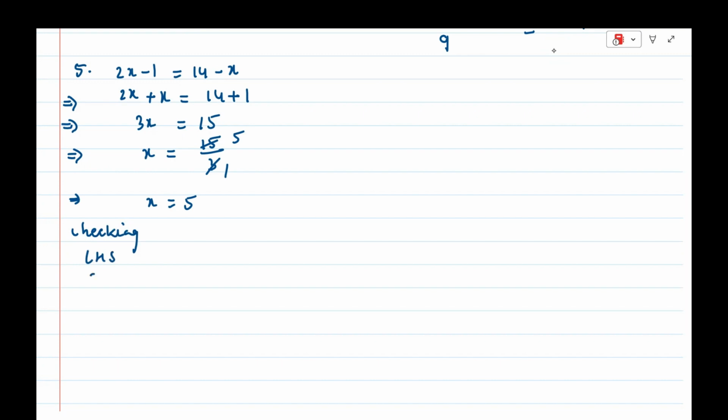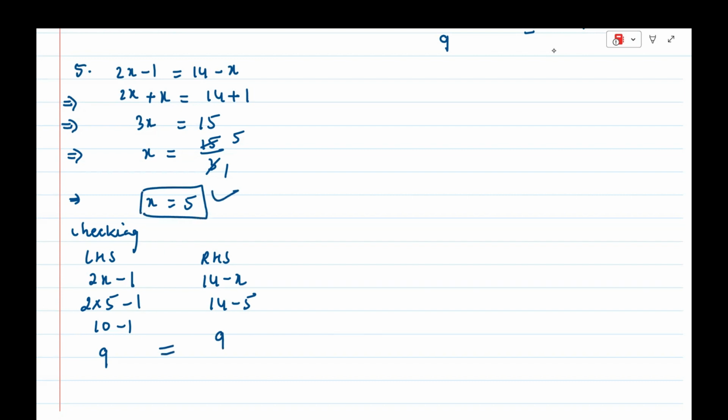Left hand side first. 2x minus 1. What is x value? 5. So 10 minus 1 is 9. Check whether right hand side is 9 or not. Right hand side, which is 14 minus x. x ka value is 5 and 14 minus 5 is 9. As both are equal, our answer is perfectly correct.